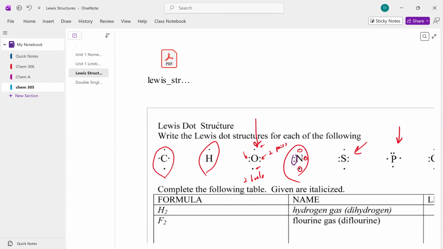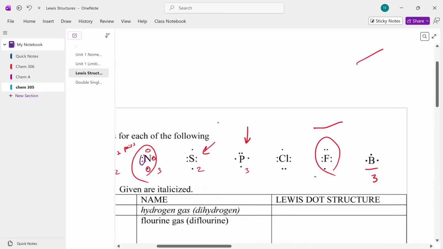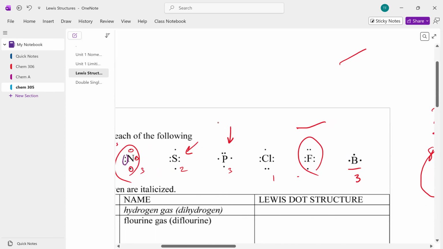Okay, so 4 bonds, 1 bond, 2 bonds, 3 bonds, 2 bonds, 3 bonds. You see where I'm getting these numbers from? 1, 1, 3. Because I'm counting the number of singletons each time.